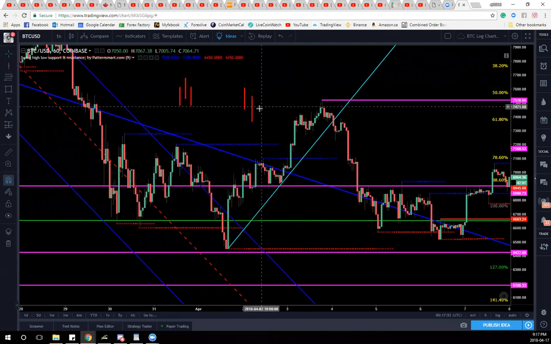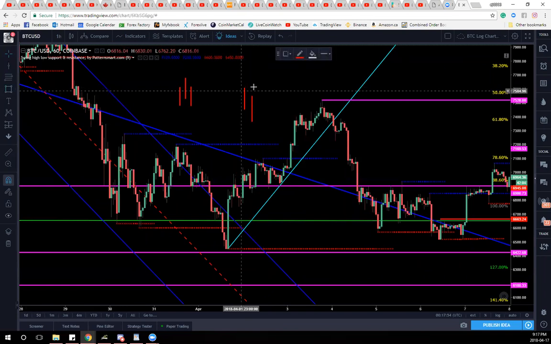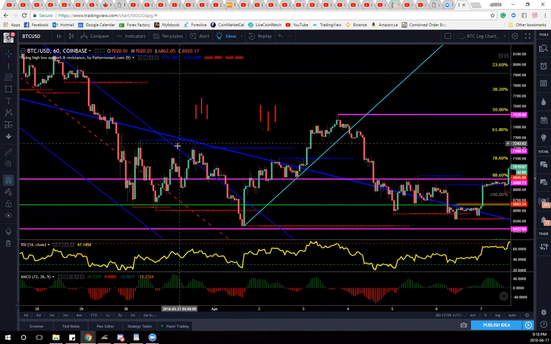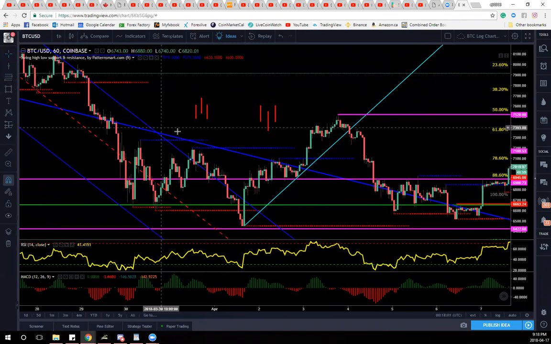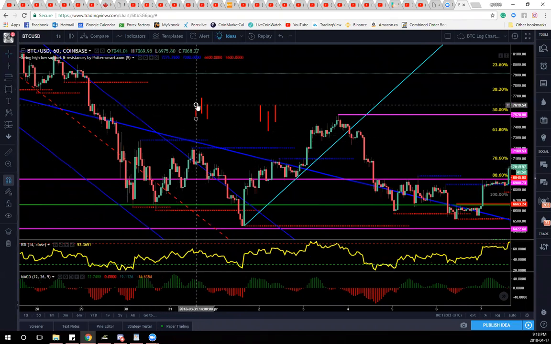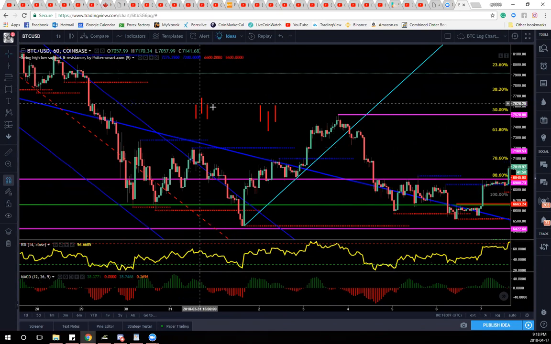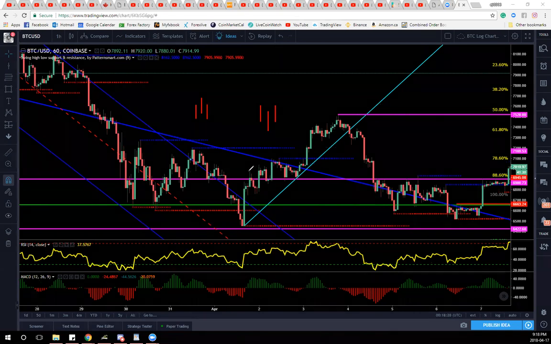Wow, my drawing skills are poor tonight. Okay, so we're going up, we're going up, we're going up, and here we have a pivot point. That is a bearish pivot point, so then we would go from up to down. Every time you see one of these, right? So we have, for example, this area.